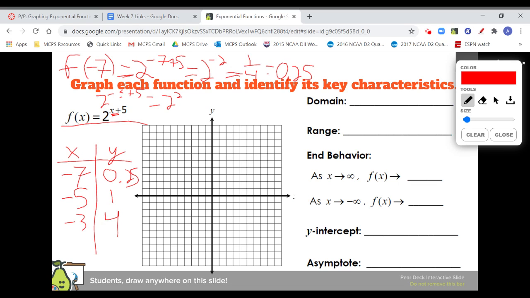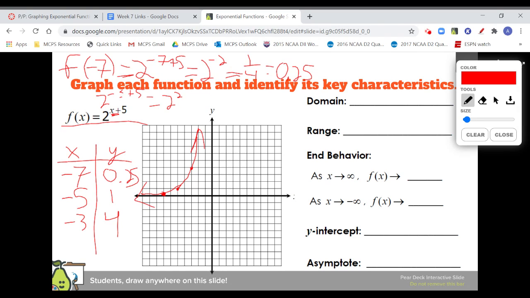I'm going to go ahead and plot those points. At -7, I'm very close to the x-axis. At -5, I'm at 1. And at -3, I am all the way up here at 4. So again, I'm going to just connect the dots basically, following the general shape of the function. And that would give me something that looks approximately like that.